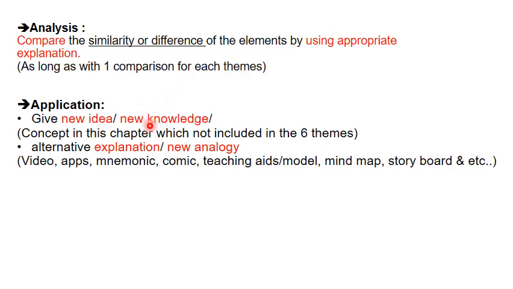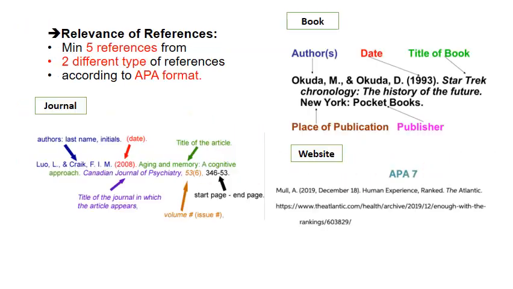Next, application: you can give a new idea or new knowledge. For example, a concept in this chapter 3 periodic table which is not included in the 6 themes, or you can give an alternative explanation or new analogy by using video, apps, mnemonic, comic, teaching aids, model, mind map, storyboard, and etc. Next, reference: minimum 5. You must use 2 different types of reference according to APA form.